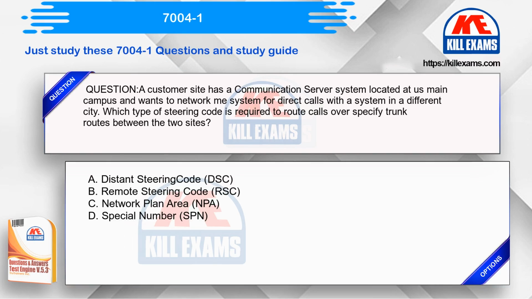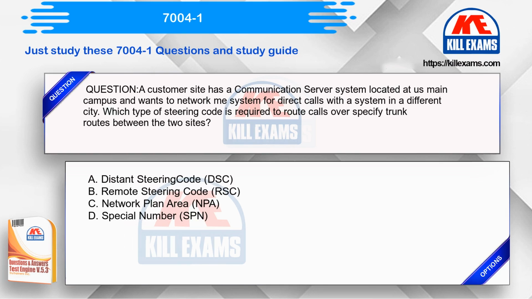Question: a customer site has a communication server system located at our main campus and wants to network the system for direct calls with the system in a different city. Which type of steering code is required to route calls over specified trunk routes between the two sites?